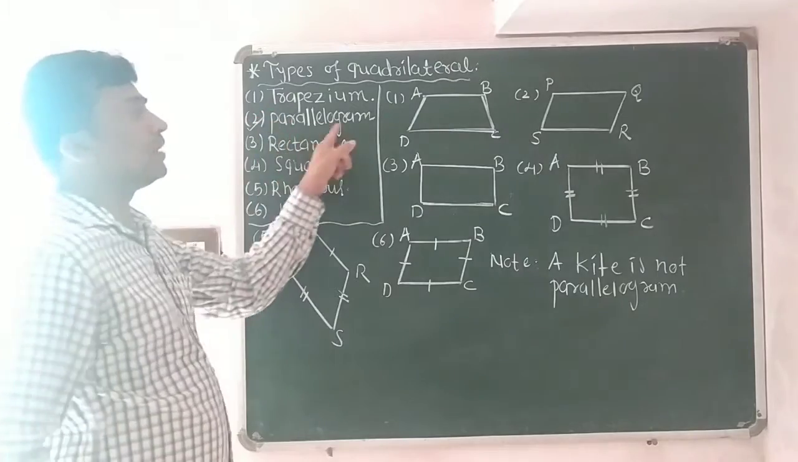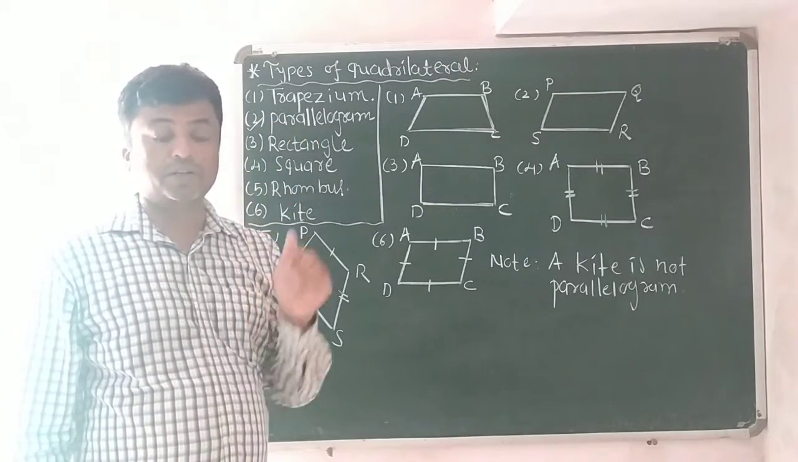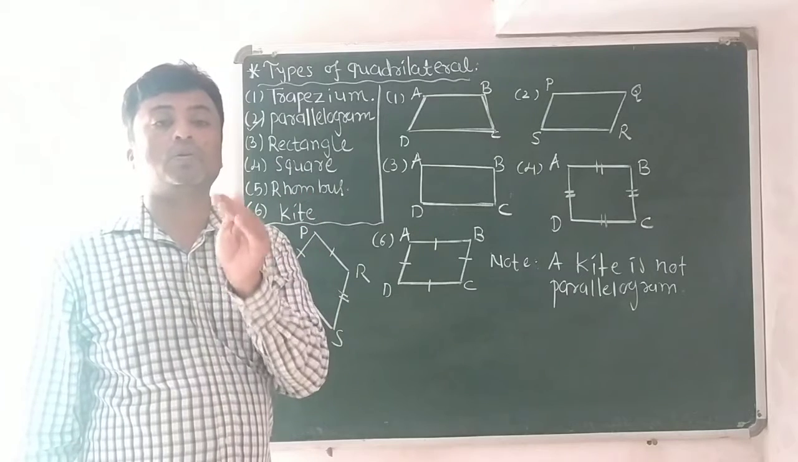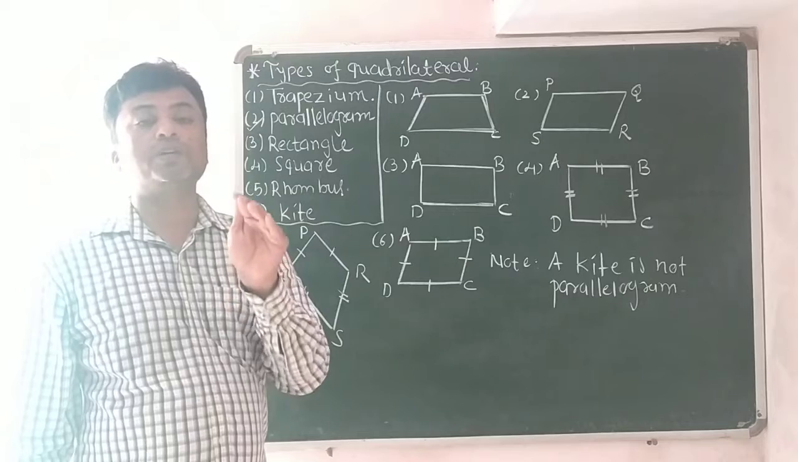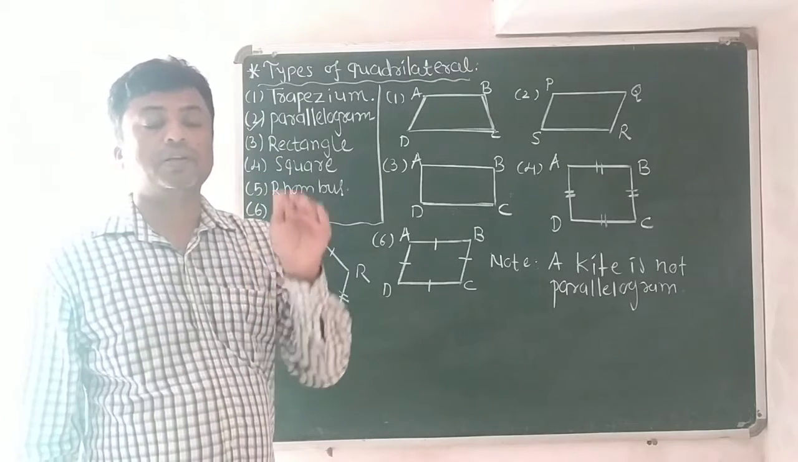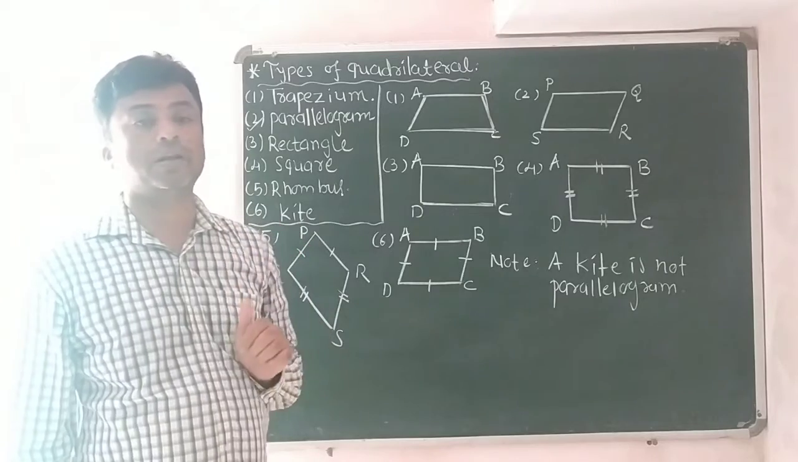Now second, parallelogram. What is the definition of parallelogram? So see children, the definition of the parallelogram is a quadrilateral with both pairs of opposite sides parallel to each other. Then this quadrilateral is called parallelogram.